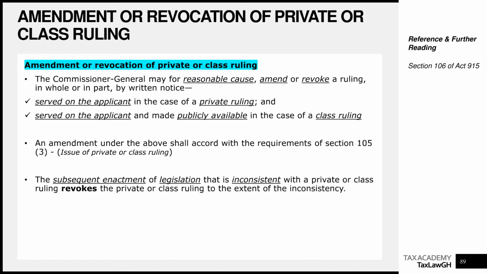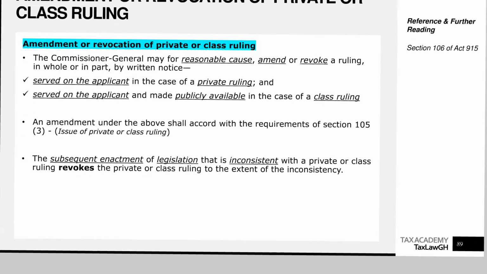The subsequent enactment of a law that is inconsistent with the private or class ruling revokes the ruling to the extent of the inconsistency. Same as the practice note. So if a new legislative instrument is passed by Parliament, and that new law is inconsistent with what he said the ruling should be in that private or class ruling, this means that the new law will take precedence, the new law will take effect, and it will revoke the private or class ruling to the extent of the inconsistency.